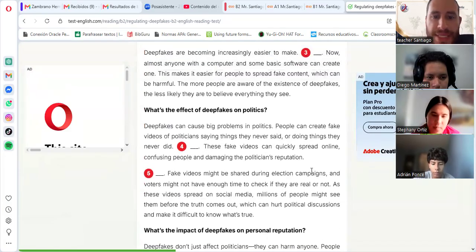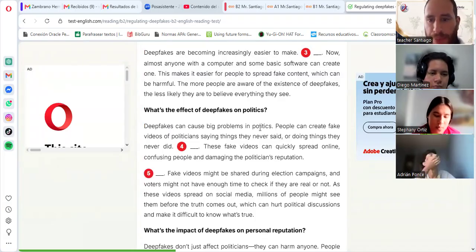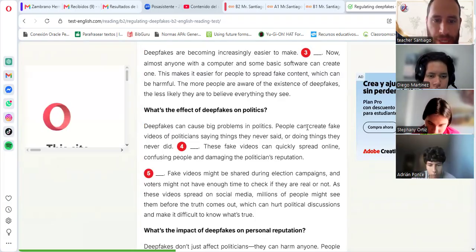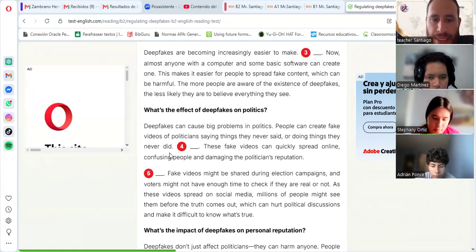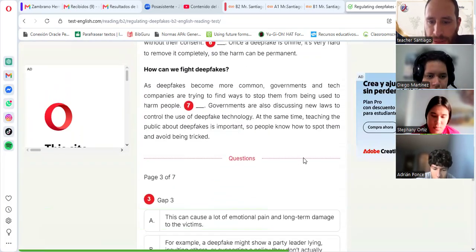Number 4. What's the effect of deepfakes on politics? Deepfakes can cause big problems in politics. People can create fake videos of politicians saying things they never said or doing things that they never did. These fake videos can quickly spread online, confusing people and damaging the politician's reputation.